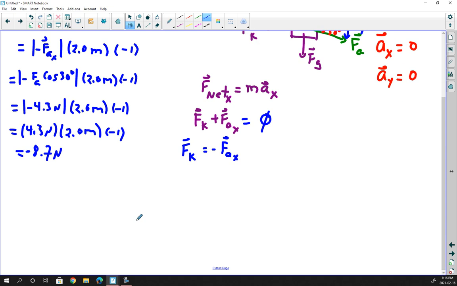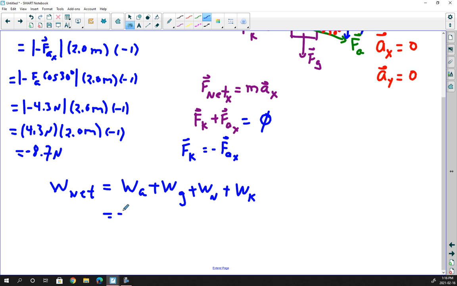So if we take a look here, we can calculate something called the net work, right? Just like we had net force, we add up the work done by the applied force, the work done by gravity, the work done by the normal force, the work done by the force of kinetic friction. So this one here is your positive 8.7 newtons, plus 0 newtons, plus 0 newtons, and then minus 8.7 newtons.